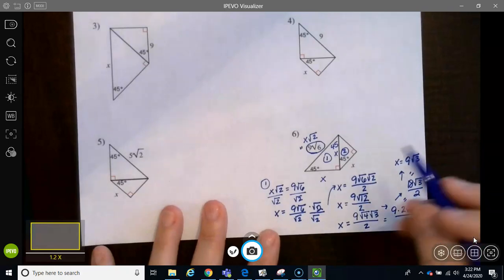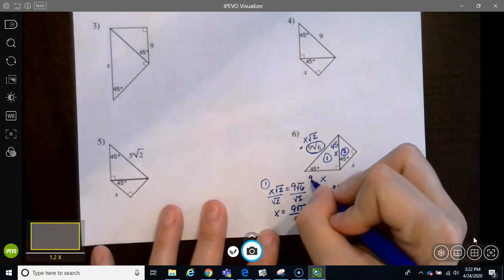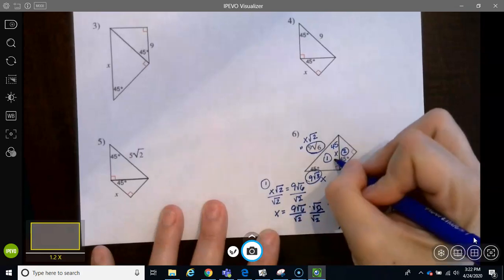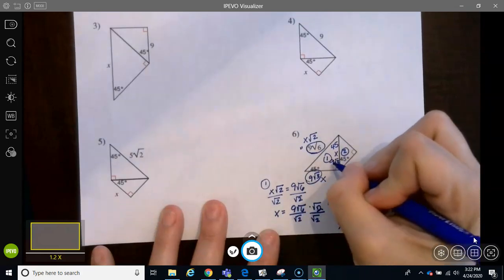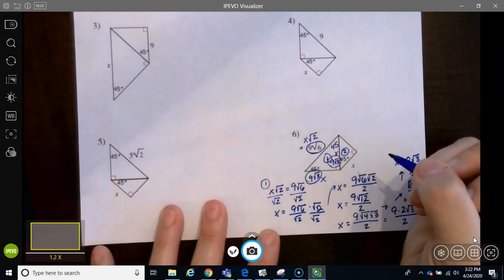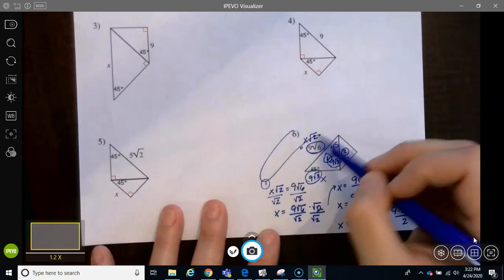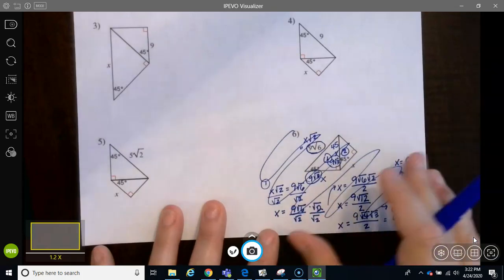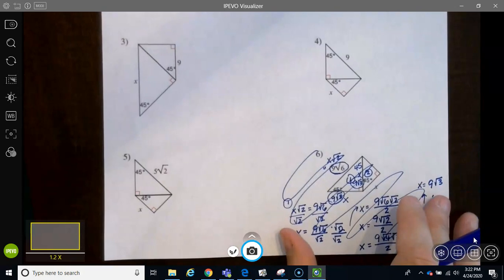So x equals 9 square root of 3, so that means this side is 9 square root of 3. This side is 9 square root of 3. And this just ends up being an ugly problem. We're just going to go ahead and scrap that. So just kind of ignore number 6. I don't like that problem for you guys. It's getting too complicated for what we're working with.